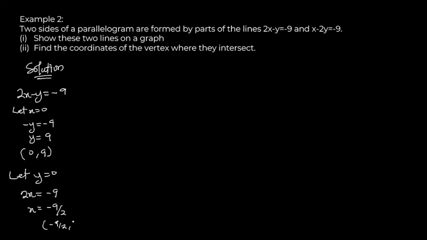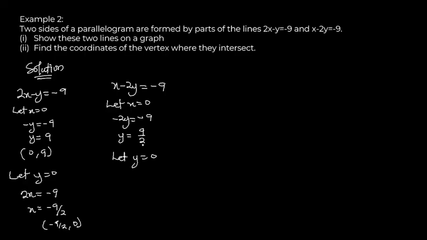Then for the second equation, we have x minus 2y is equal to negative 9. We do the same thing. Let x be equal to 0. So we have negative 2y is equal to negative 9, and that will give us y equal to 9/2. Now let y be equal to 0. If y is equal to 0, then x is equal to negative 9. So here our point will be (-9, 0).